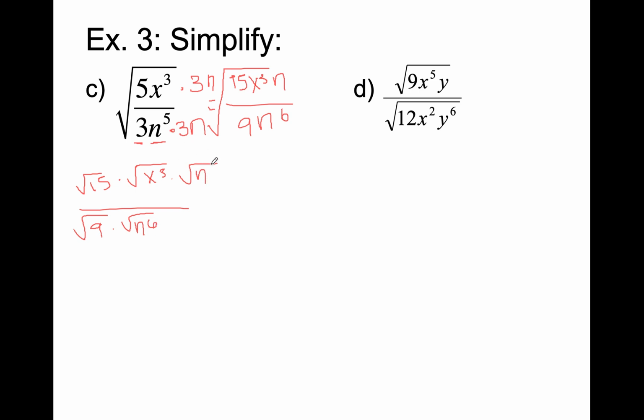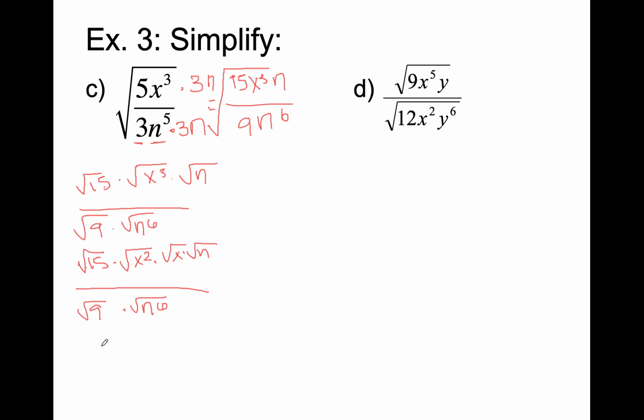I'm going to see if I can break this into any more radicals. Well, radical 15 does not have any perfect square factors. You could do this by checking and writing out all the factors, which is 1, 3, 5, and 15. Well, x cubed does have a perfect square factor, x squared. So I'm going to rewrite this as radical 15 times radical x squared times radical x, times radical n, all over radical 9 times radical n to the 6th.